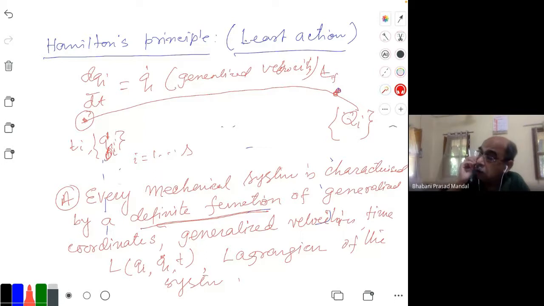So first part simply says that every mechanical system will have a Lagrangian, which is a function of generalized coordinate, generalized velocity and time. All are independent variables. Qi dot is also considered to be an independent variable.